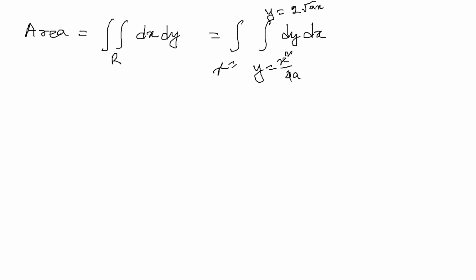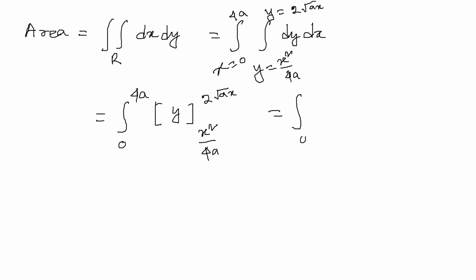And this is the limit for x: x is 0 to x is equal to 4a, from lowest to highest. Then simply do the integration with respect to y. The x limit is 0 to 4a, and with respect to y, it is y, with y limits from x square by 4a, the lower limit, to 2 root ax, the upper limit. So it is 0 to 4a, the limit for x.